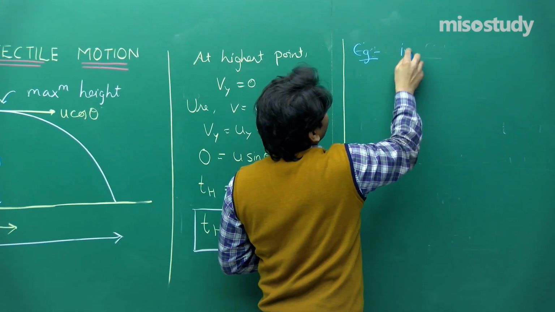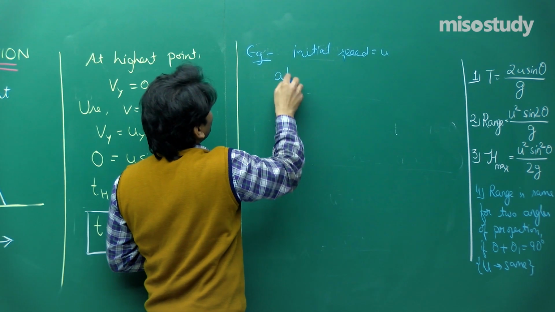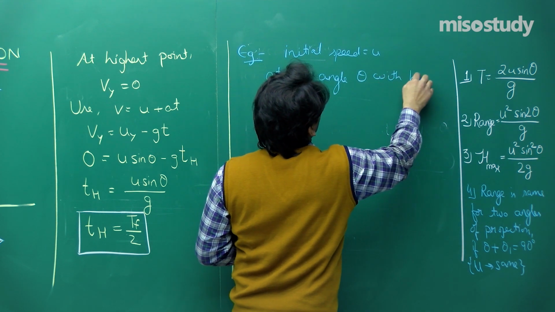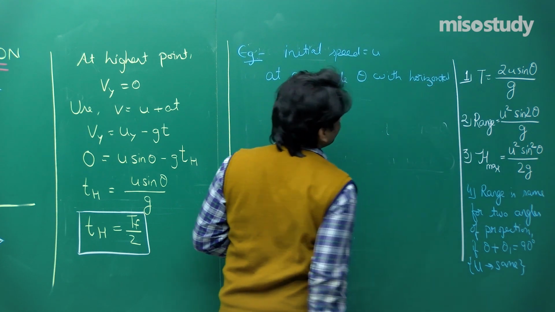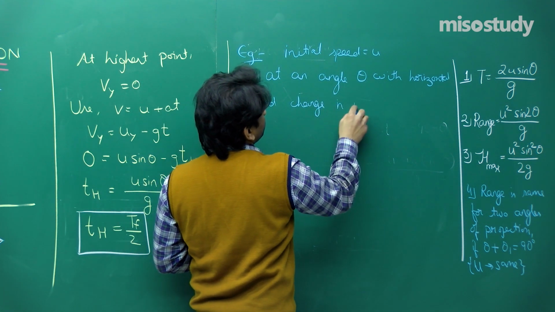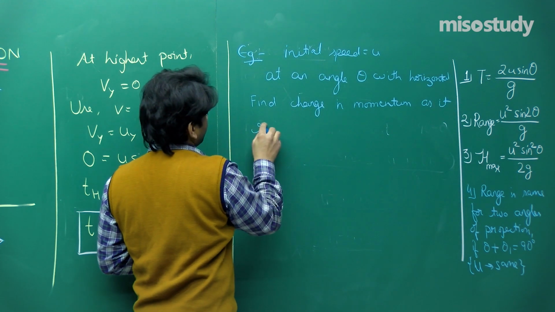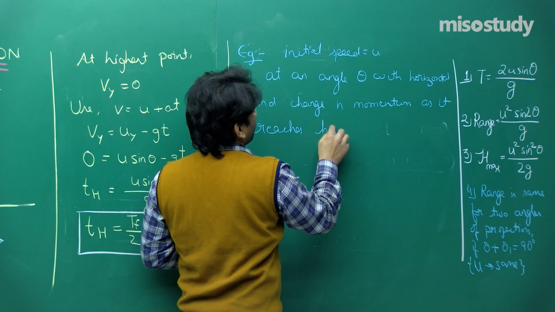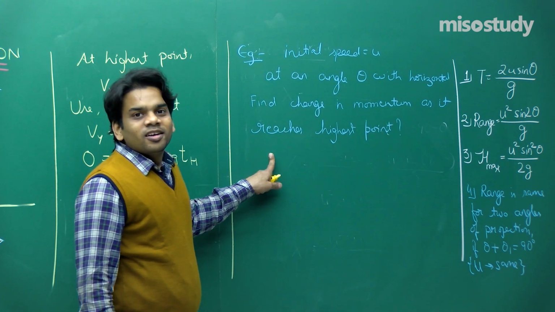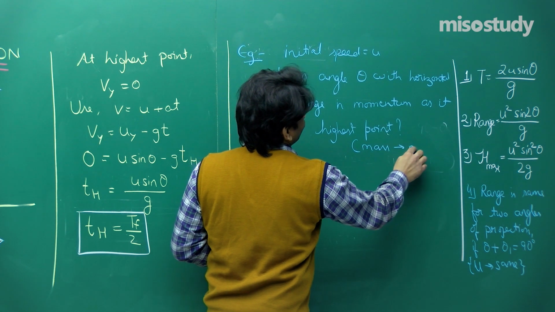The particle is projected with initial speed u at an angle theta with the horizontal. We have to find the change in momentum of the particle as it reaches the highest point. Now you see, let's say the mass of the body is also given as m. So I am writing the mass as small m.